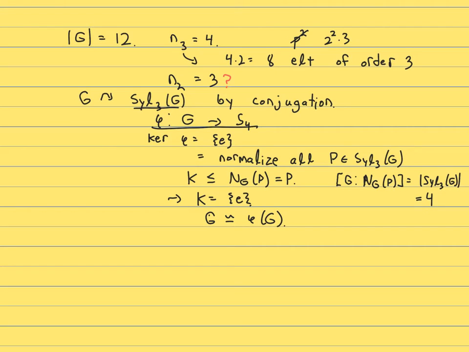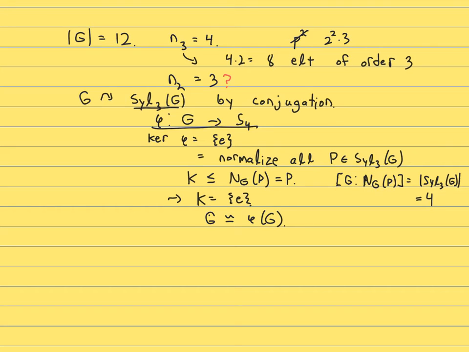So now we know that G is a permutation group inside S4. Let's see if we can figure out which permutation group it is. So the point here is that we're looking at a particular group, and we're trying to see if we can actually figure out who the group is.